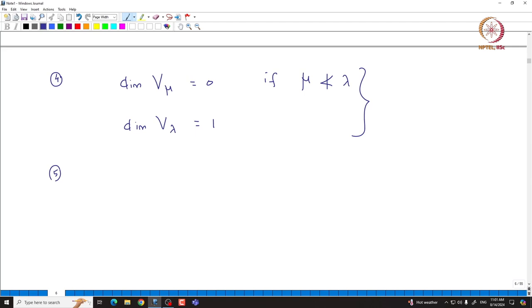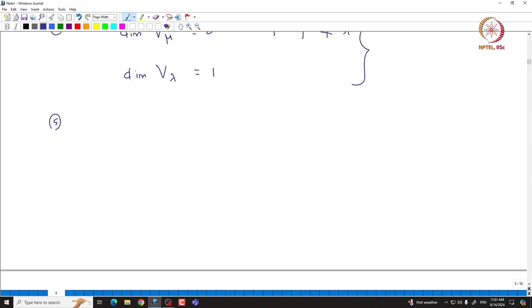Okay. So now let us look at this V as a G module. So what is it, okay? If you think about it, it is indeed an indecomposable module. So V must be an indecomposable G module. So why is that the case? Let us just prove that here.